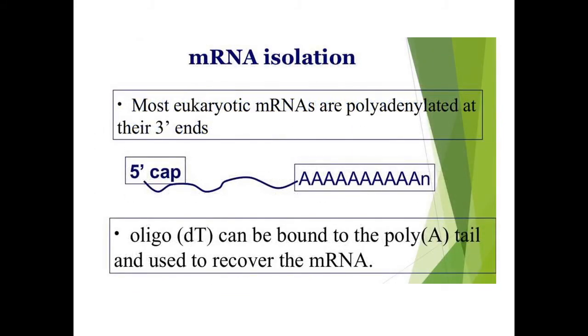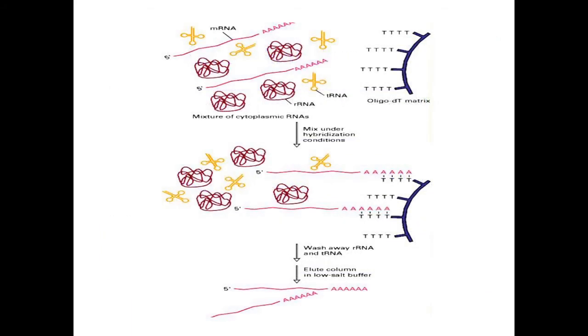Now, mRNA is isolated, and we know that mRNA of eukaryotes has a cap at the 5' end and a poly A tail at the 3' end. Now, this particular structure of mRNA is used to isolate it from among the other RNAs.